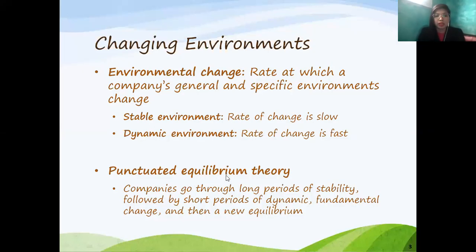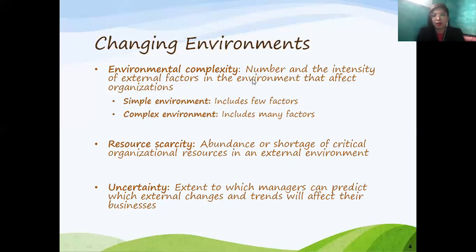So with the punctuated equilibrium theory, as you can see in the explanation, there are different routes that the company goes through. At first, the company goes through stability, where the environment within the organization is stable, and then afterwards it becomes dynamic, and then it undergoes fundamental change, and then it has a new set of equilibrium.